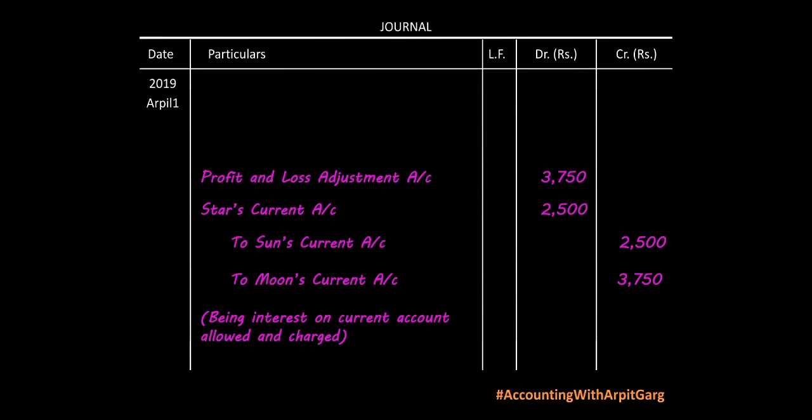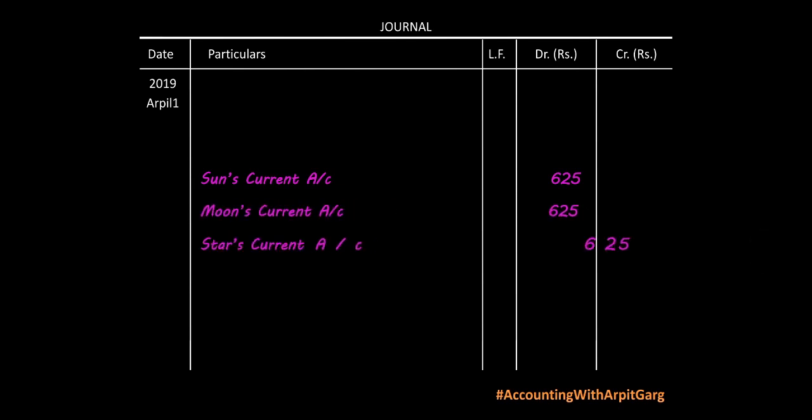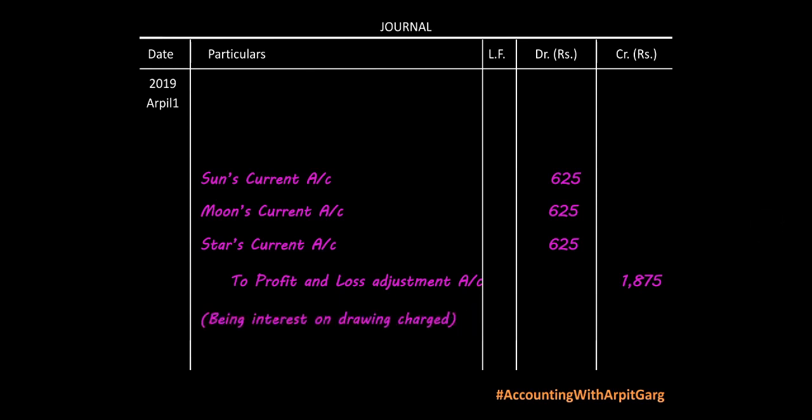Then interest on drawing we will take from partners, so it will decrease their account, so we will debit their account. Sun's current account debit 625, Moon's current account debit, Star's current account debit, to profit and loss adjustment account. Narration, being interest on drawing charged.